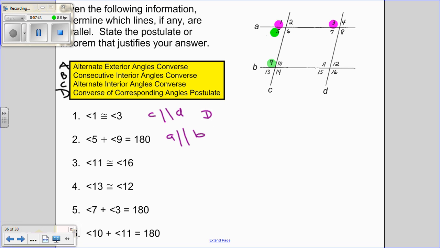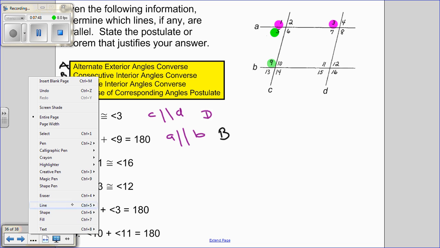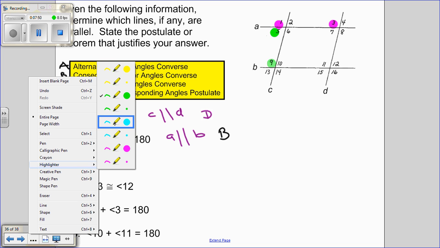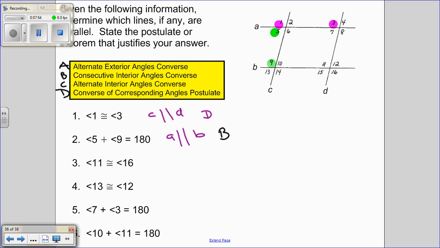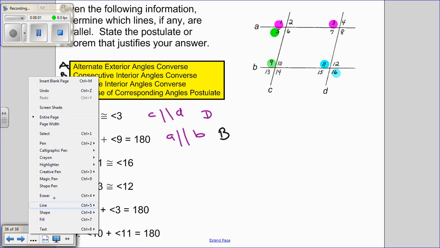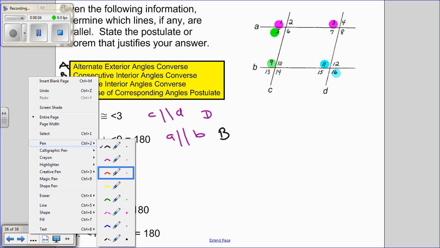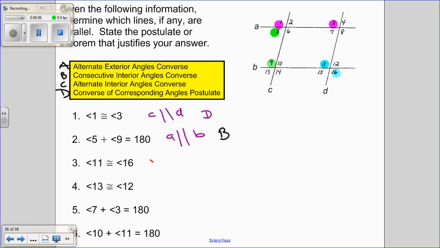Which is what I call B. Now angle 11 and angle 16 are here and here. Angle 11 and angle 16 is a vertical pair. So just simply being vertical will mean that you're going to be congruent no matter what. It doesn't matter if the lines are parallel or not.